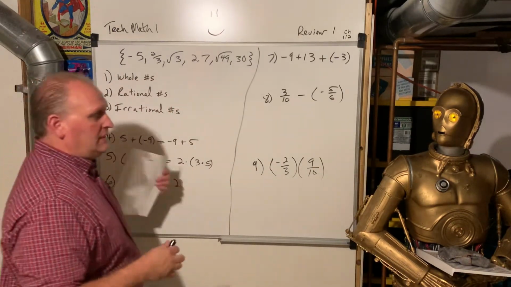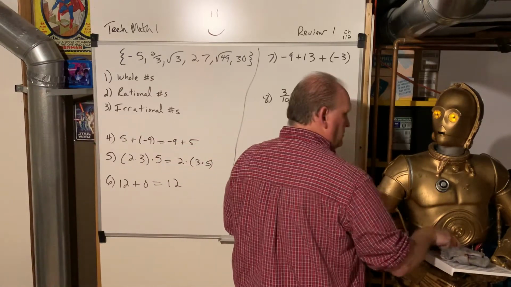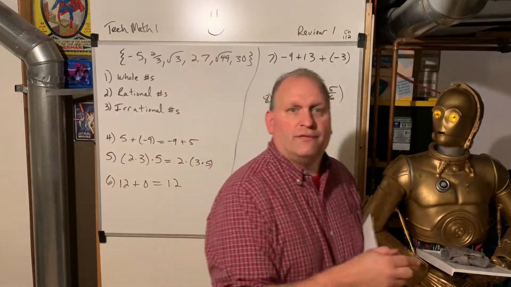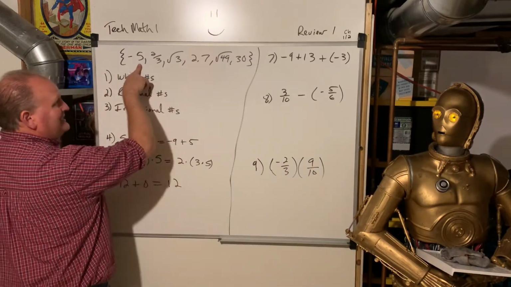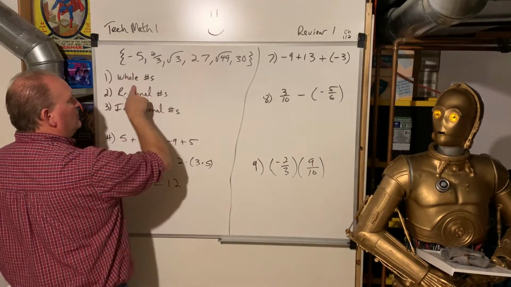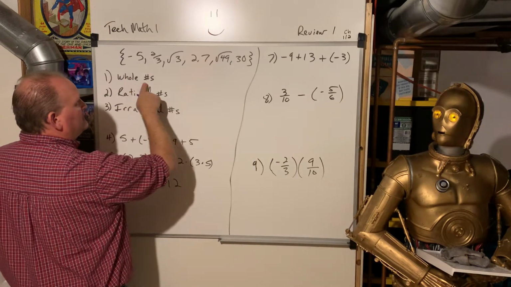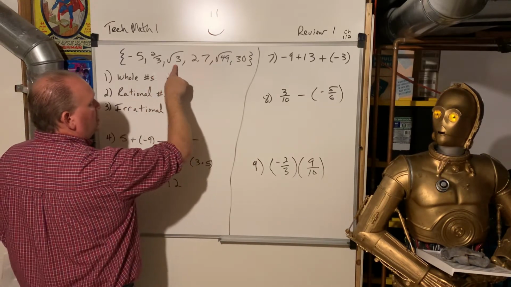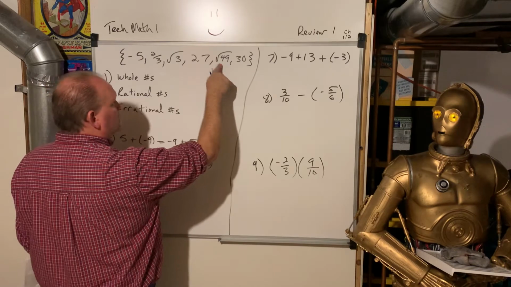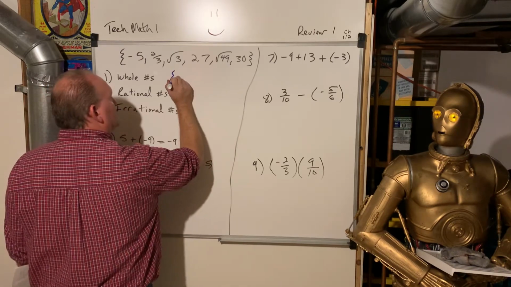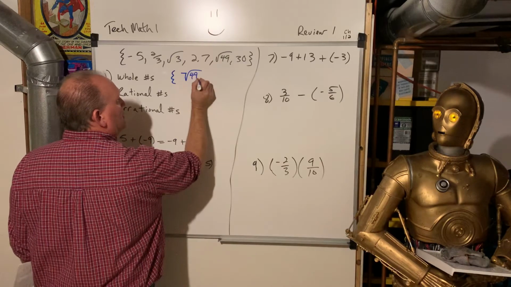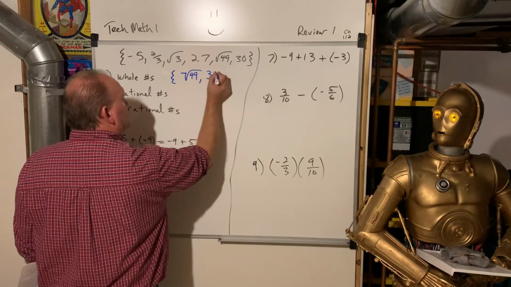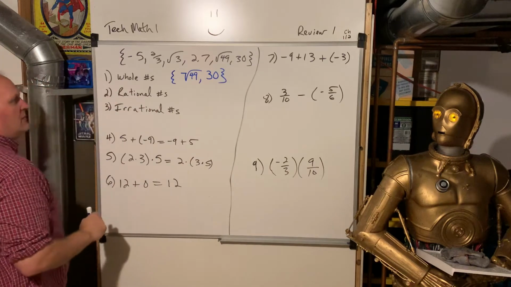First things first, knowing our stuff. Do we know what a whole number is? Whole numbers are 0, 1, 2, 3, 4, and so on. So we're looking for whole numbers here. That is not, that's less than 0. The whole numbers set doesn't have negatives in it. Not a whole number, not a whole number, not a whole number. Oh, the square root of 49 actually is a whole number. That's 7. And 30 is a whole number. So two numbers in that set.